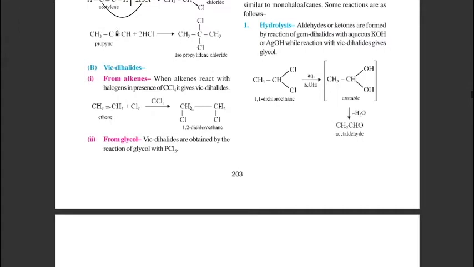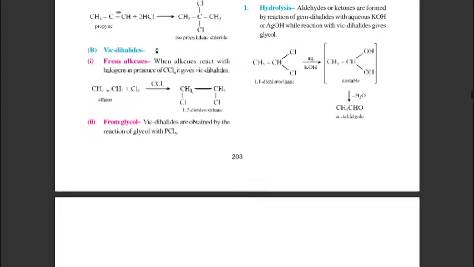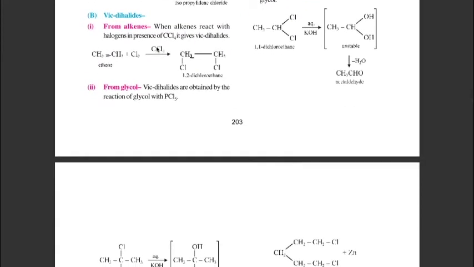Similarly, when propyne is treated with HCl, then we get isopropylidene chloride. Next is vicinal dihalides. Methods of preparation for vicinal dihalide. First, from alkenes. When alkenes react with halogens, ethene, when treated with chlorine in presence of carbon tetrachloride, then both chlorine atoms get added to these 2 carbon atoms, and hence we get vicinal dihalides.